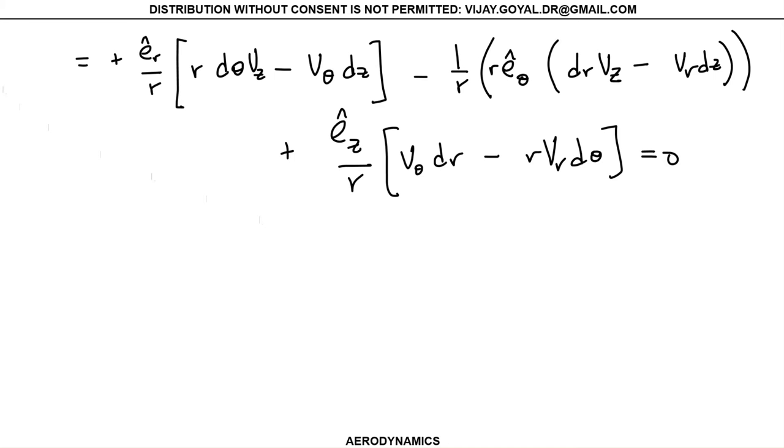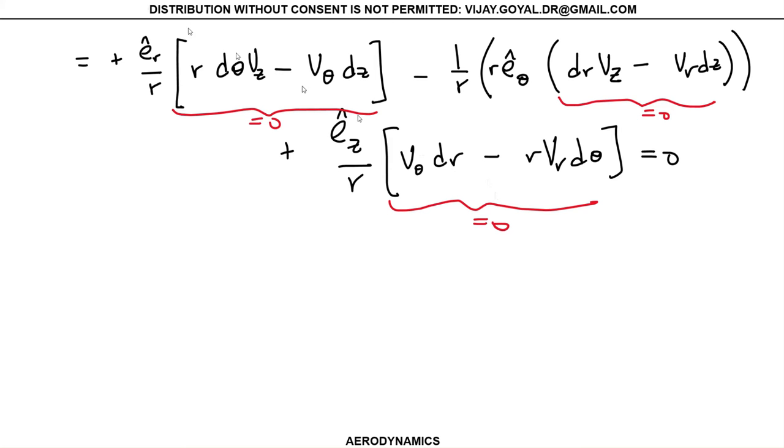Okay, now the only way all of this can be 0 is if all these terms right here are 0, because each one of the coordinates are completely independent of each other. So these terms individually have to be 0. With that said, we can now write those terms. So the first term is r d theta vz minus v theta dz is equal to 0.